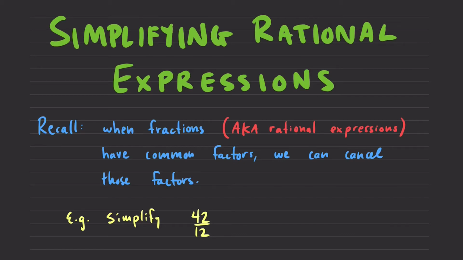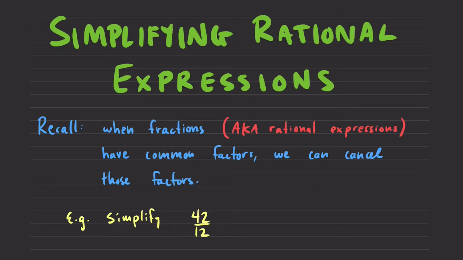All right, so today we're going to talk about simplifying rational expressions. We're going to talk a little bit about what rational expressions are and how to simplify them. When a fraction, or when several fractions, have common factors, we can cancel those factors out.